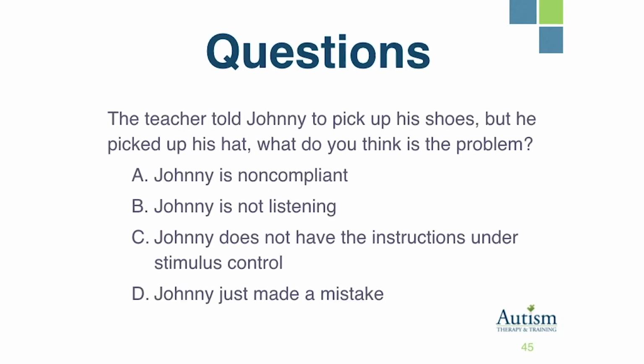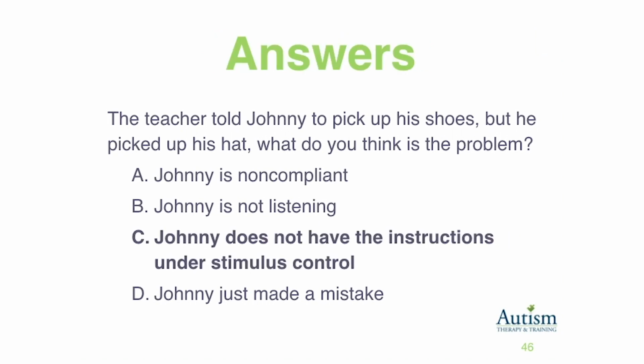The teacher told Johnny to pick up his shoes, but he picked up his hat. What do you think is the problem? A, Johnny is non-compliant. B, Johnny is not listening. C, Johnny does not have the instructions under stimulus control. Or D, Johnny just made a mistake. And the correct response is C, Johnny does not have the instructions under stimulus control.